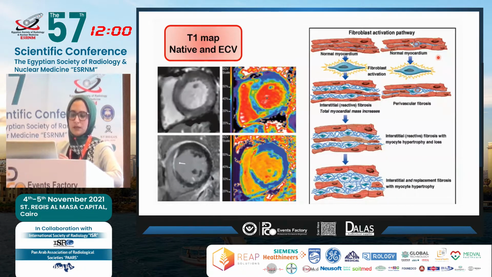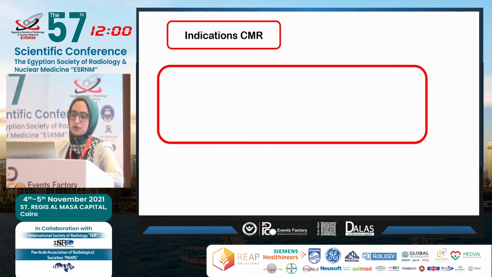T1 mapping native and ECV values, that's a relatively new technique, allows you to directly quantify the amount of fibrosis using actual quantifiable T1 values. And this is superior in detection of diffuse fibrosis on a microscopic level, even if it's not evident yet on the late gadolinium images.